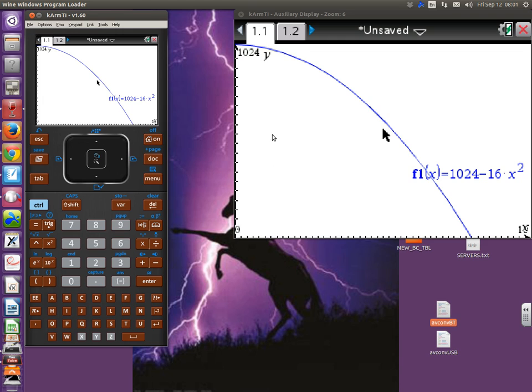Okay. So if that's 8 seconds, 1 second is like here. I want to know the instantaneous rate of change after 1 second of free fall. How am I going to do that? The instantaneous rate of change at 1 second of free fall.